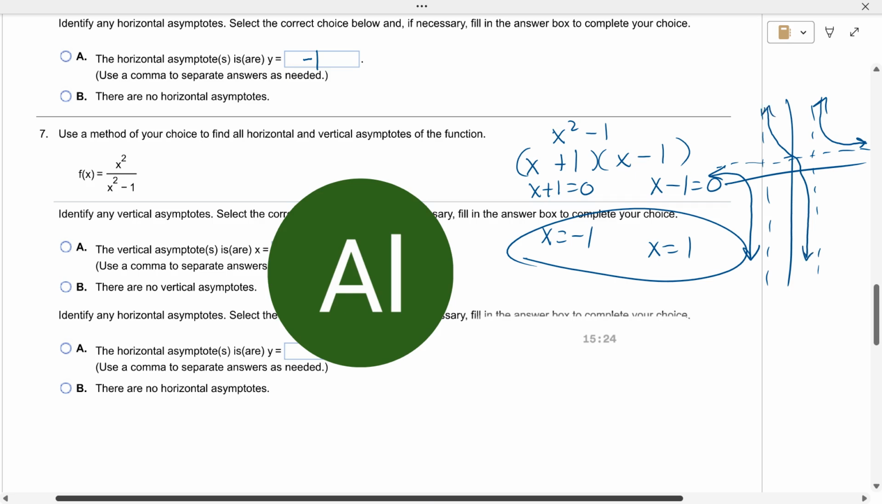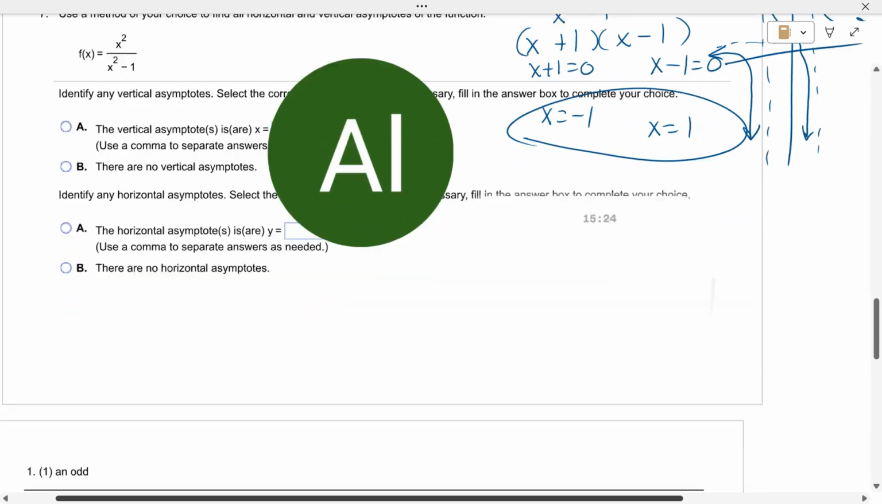And you say, hey, it crossed the horizontal asymptote. It's not supposed to do that. You can cross a horizontal asymptote. You can never, ever cross a vertical asymptote. Functions can cross a horizontal asymptote, but they can never cross a vertical asymptote. So that's what they look like.